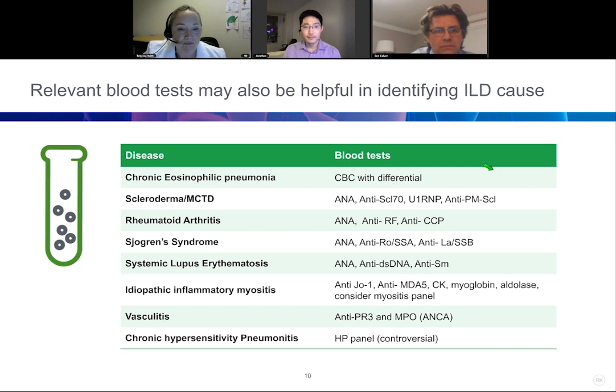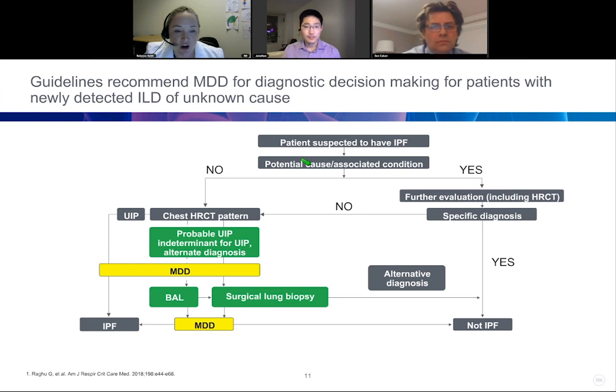And so once we get past identifying potential causes, and we did a lot of investigation in our patient, and certainly we looked for any type of collagen vascular diseases with our labs, and we didn't find anything. We did not find any other cause. Then we look at our high-resolution chest CT pattern, and it was not a definite UIP pattern. If it were, we could skip right down to a quick multidisciplinary discussion and on to a diagnosis of IPF, but we have an indeterminate pattern.